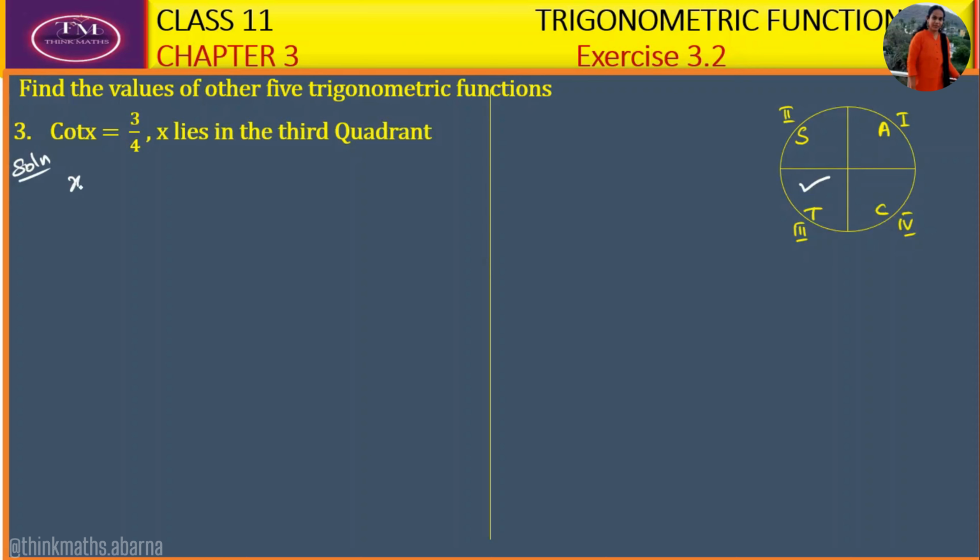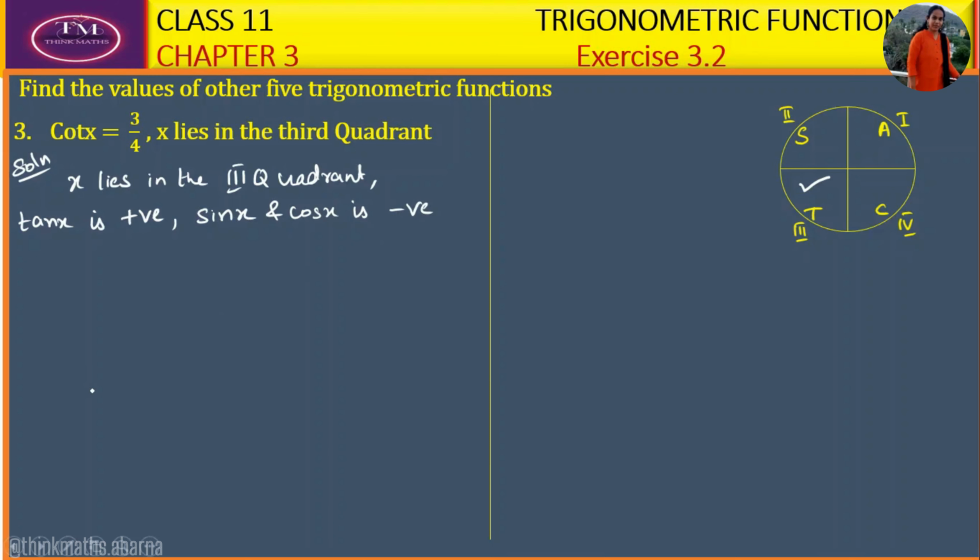So here x lies in the third quadrant. So in the third quadrant, tan x and cot x are positive. We will find sin x and cos x. First our procedure is we will find sin, cos, tan, and their inverses will be found from these. So what about sin x? Sin x and cos x are negative in the third quadrant. Only tan and cot are positive in the third quadrant.